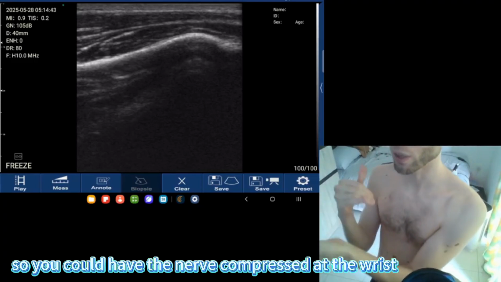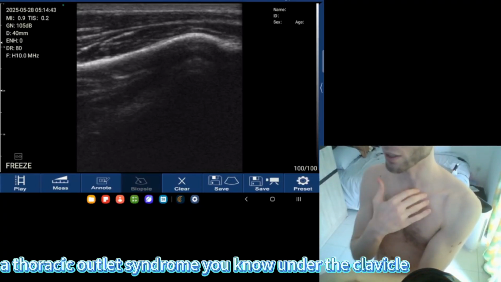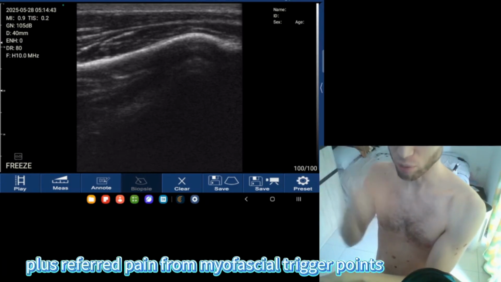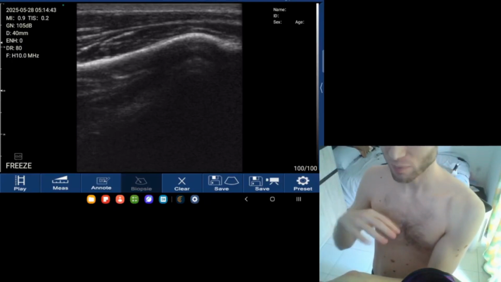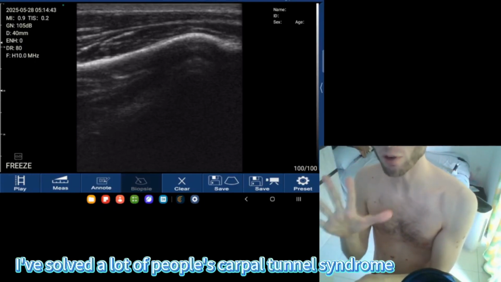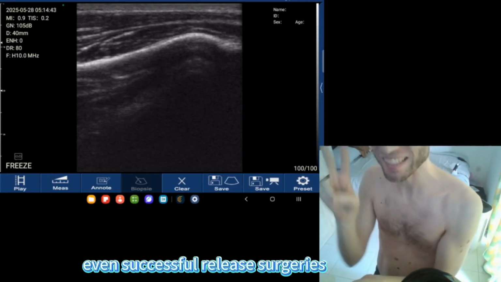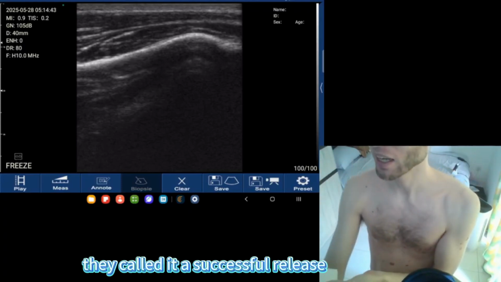You could have the nerve compressed at the wrist, at the pronator teres, or thoracic outlet syndrome, under the clavicle. The nerves can be compressed in multiple regions. Maybe you have nerve compression somewhere, plus referred pain from myofascial trigger points. I've solved a lot of people's carpal tunnel syndrome, even people who've had the release, even successful release surgeries. Yeah, my pain went down 20%. They call this a successful release.